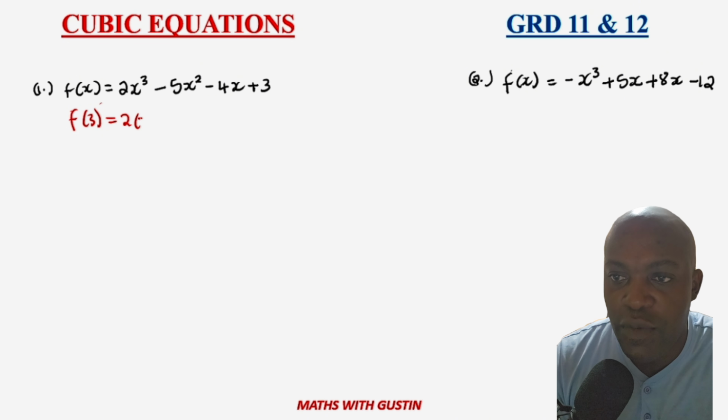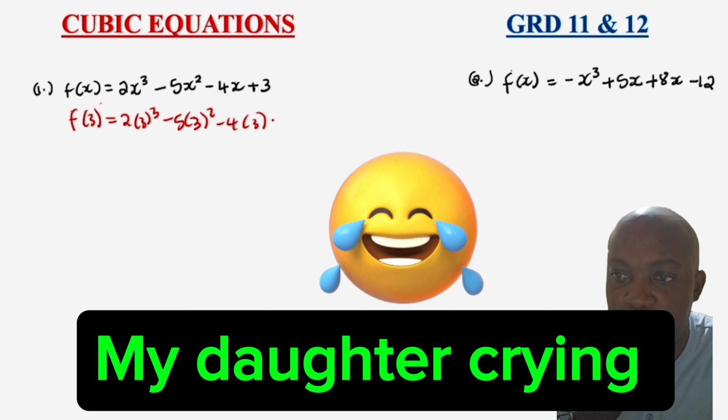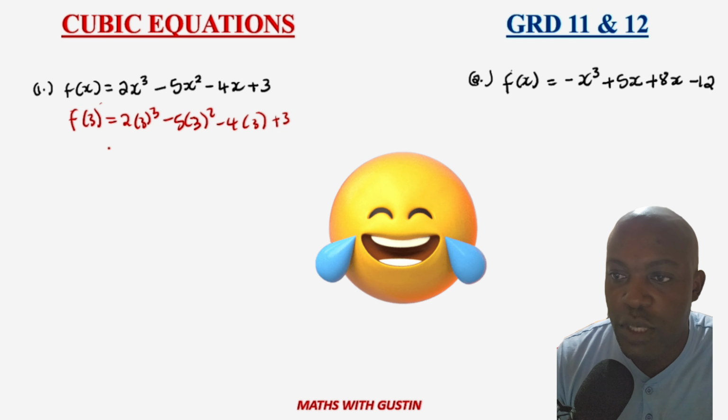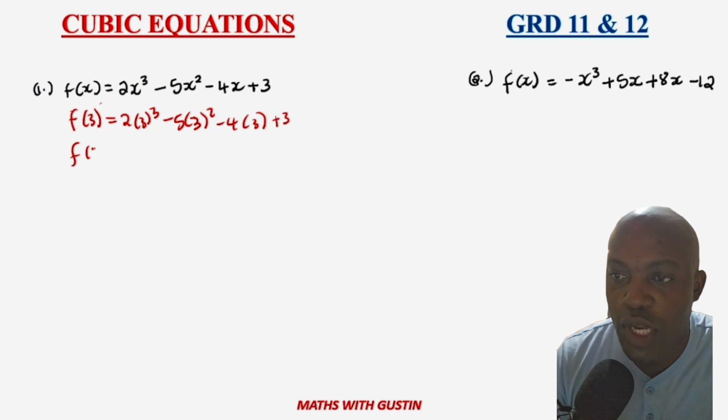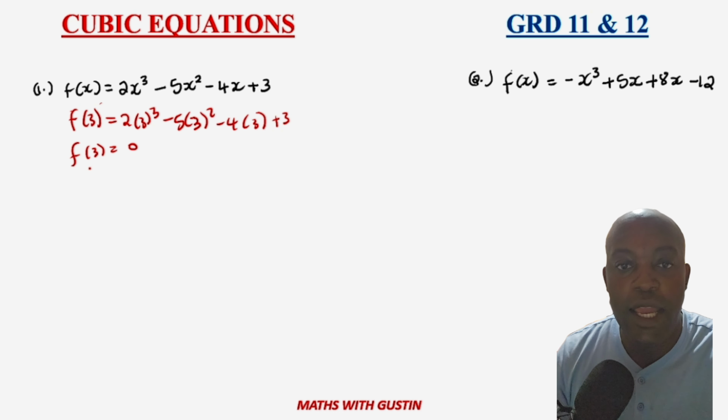Because I've already checked this one, guys, if you were to substitute 3 here, you will find that when you put 3 here, it is going to give you 0. The most important thing that I want to show you is that it gives you 0, which means when x is equal to 3, it's one of the factors.